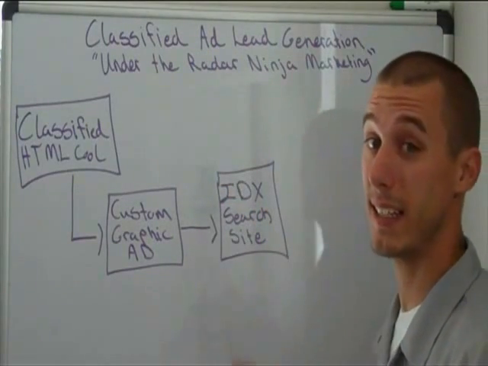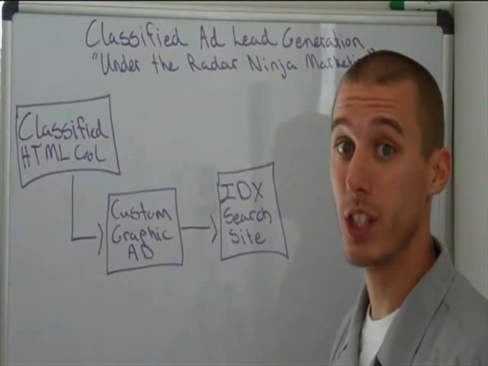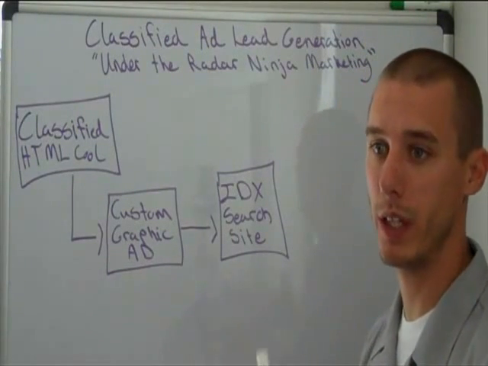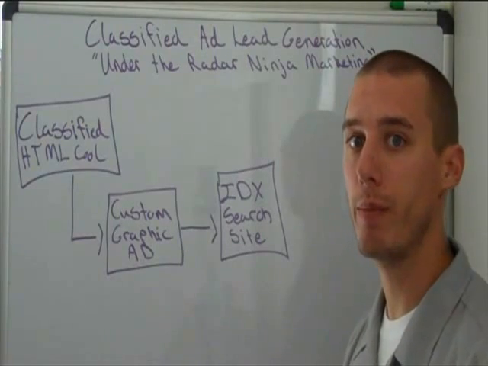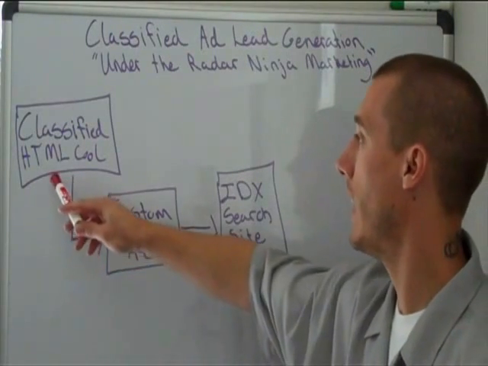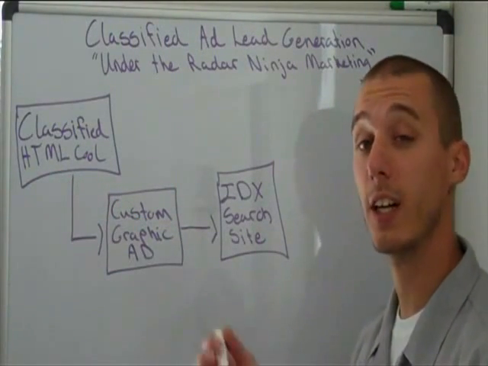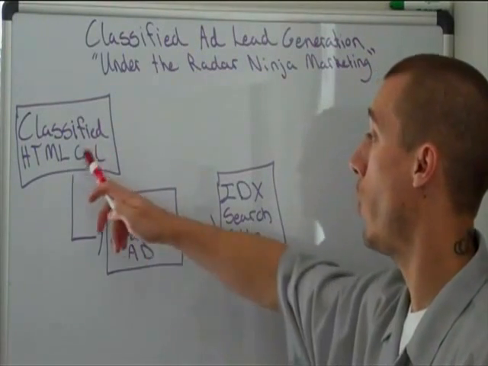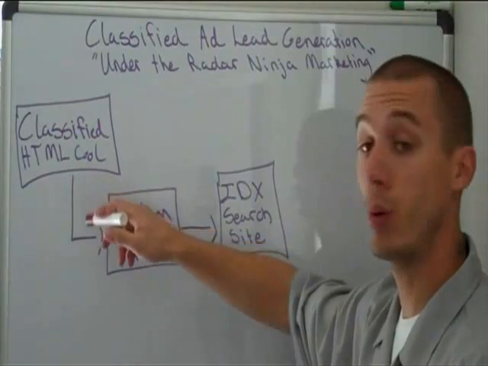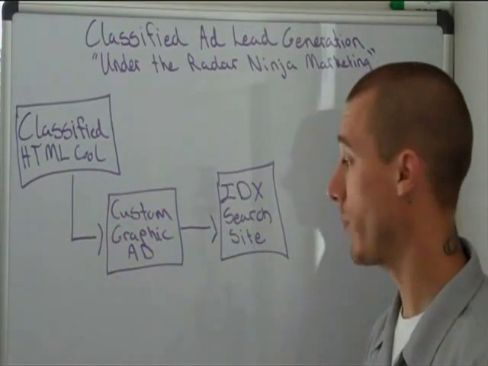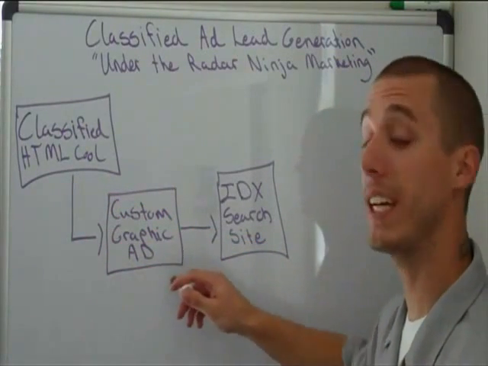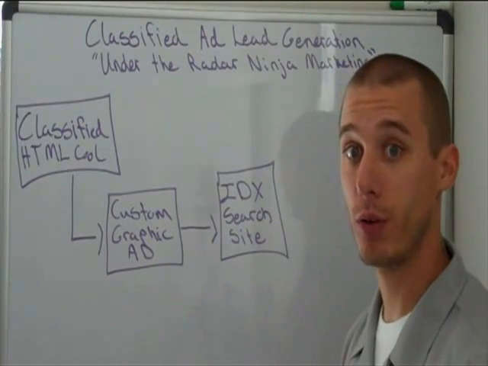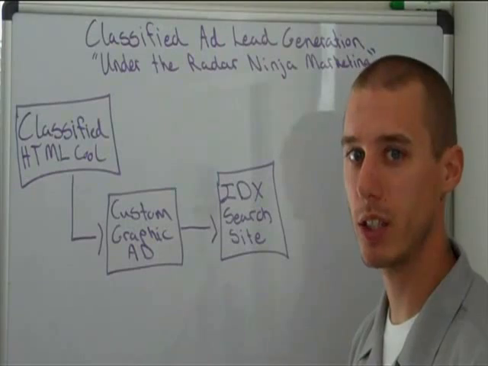ninja marketing tactics to generate leads for yourself in a non-pushy way. All right? So basically this strategy is composed of three main parts. Basically, you're going to need an HTML-friendly classified ad site like a Craigslist or a Backpage account open. The reason you're going to want HTML-friendly capability is because I'm going to give you a custom graphic ad that you're going to then host with an online photo sharing site like Photobucket or Flickr or something like that.